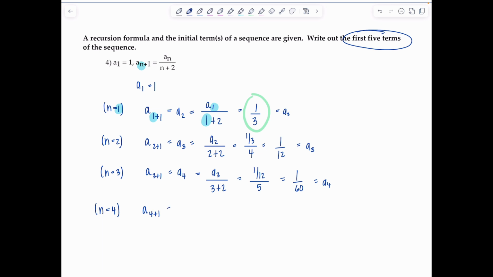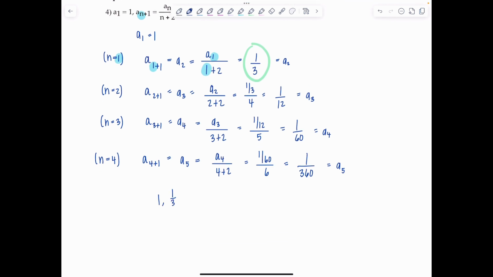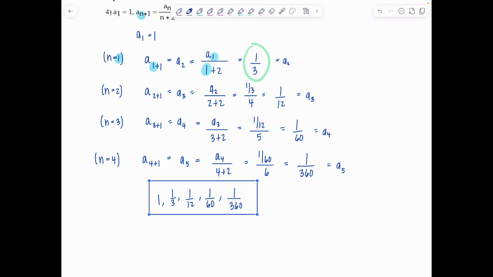A sub 4 plus 1 is a sub 5. And how is that defined? A sub 4 over 4 plus 2. So that's 1/60 divided by 6, which is 1/360. So that's a sub 5. So now I'm going to list out A1 through A5. They gave me the first one, 1, and then 1/3, 1/12, 1/60th, 1/360. There we go. Okay. I know, maybe if you've never seen that, it might be mildly traumatizing, but you're fine.